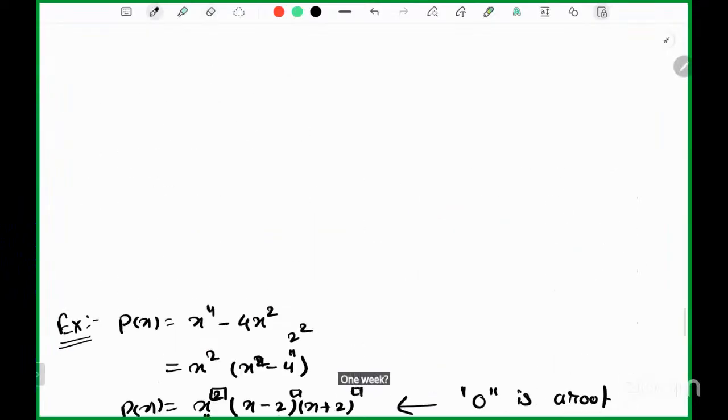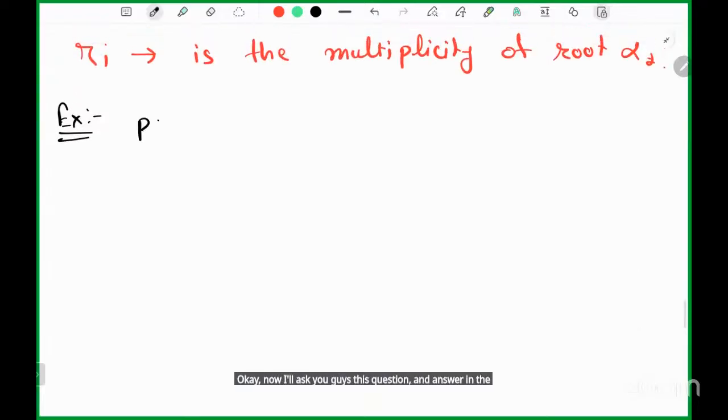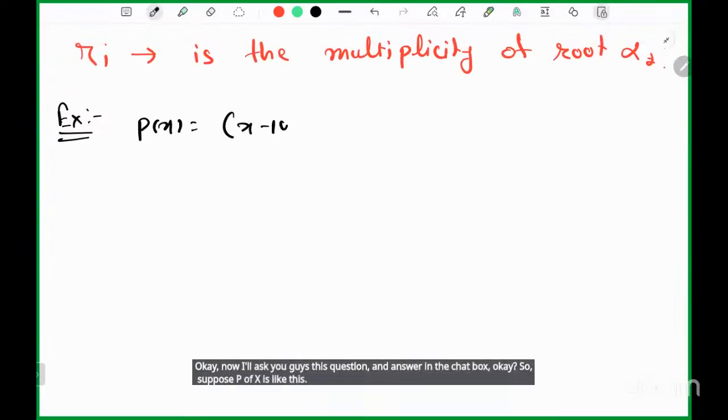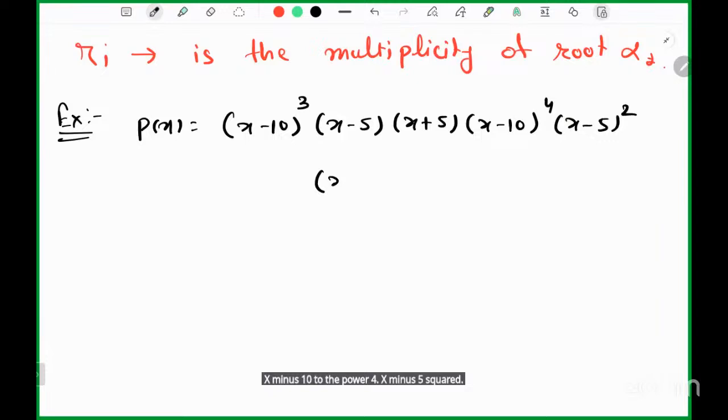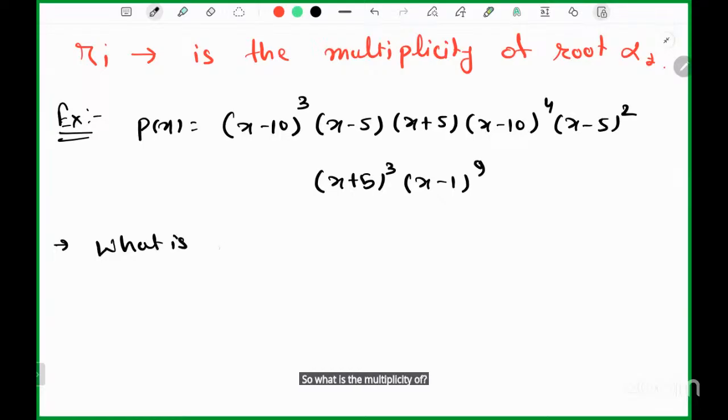Now I'll ask you guys this question, and answer in the chat box. Suppose p of x is like this: x minus 10 to the power 3, x minus 5, x plus 5, x minus 10 to the power 4, x minus 5 square, x plus 5 cube, x minus 1 to the power 9. Now answer this question in the chat, don't speak aloud. What is the multiplicity of x equals 10?